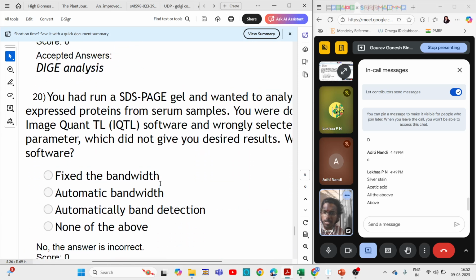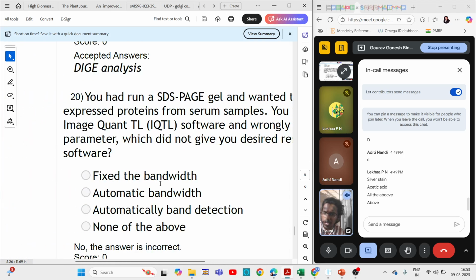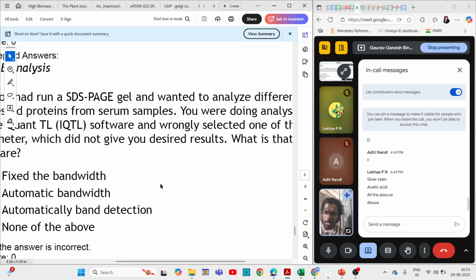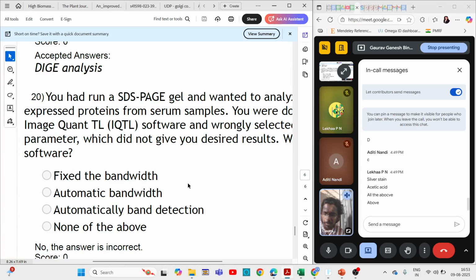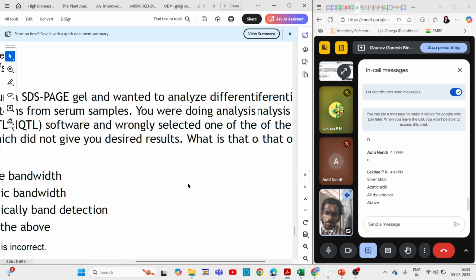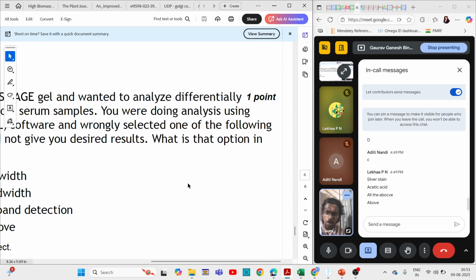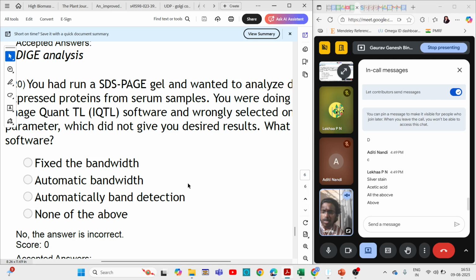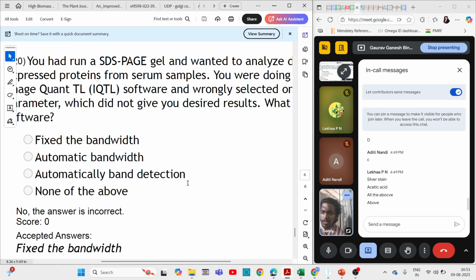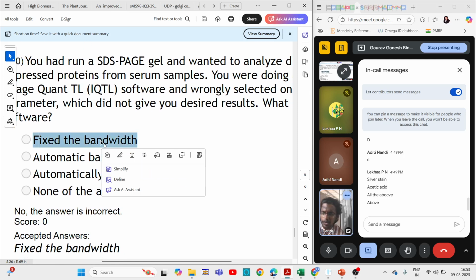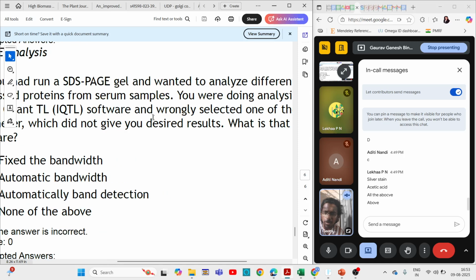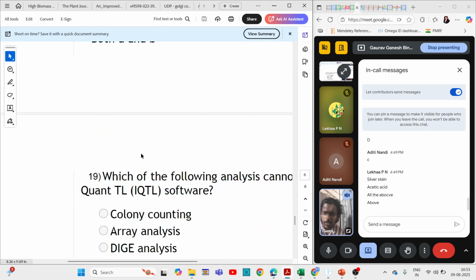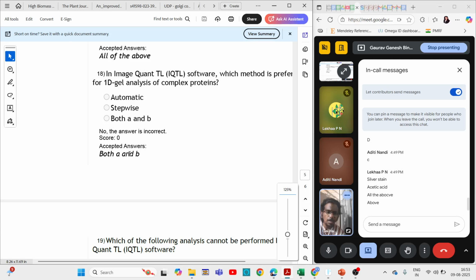You run an SDS-PAGE gel and want to analyze differentially expressed proteins from serum samples, and you do the analysis using the same software and wrongly select one of the following parameters. Which did not give you the desired results? Fixing the bandwidth, automatic bandwidth, automatic band detection. So it is fixing the bandwidth. So the last four questions were about the software. If you go through the last 10 minutes of that lecture, you can answer them.